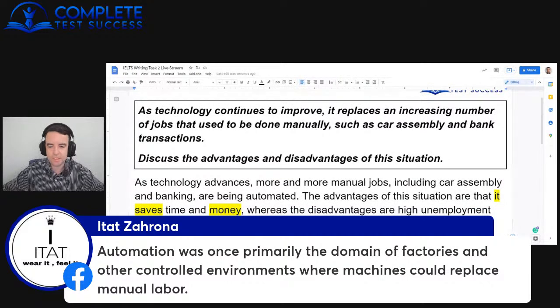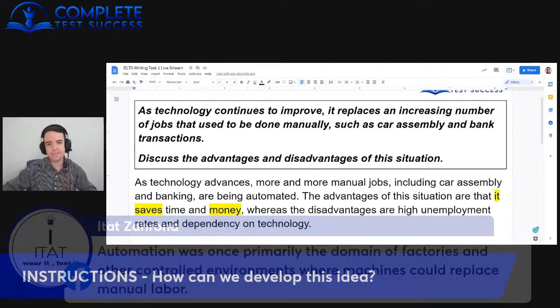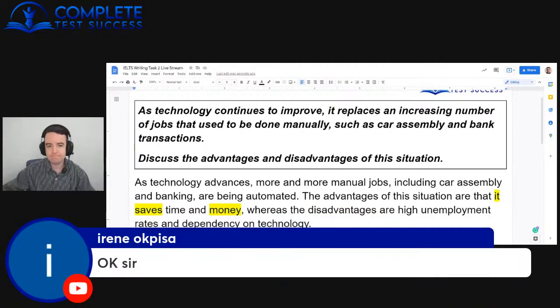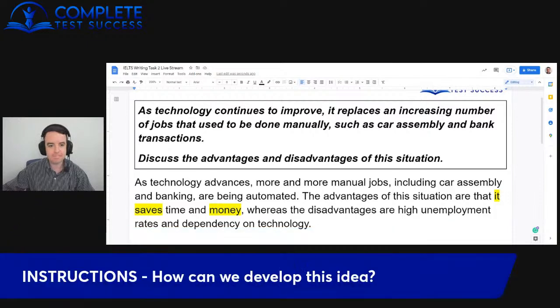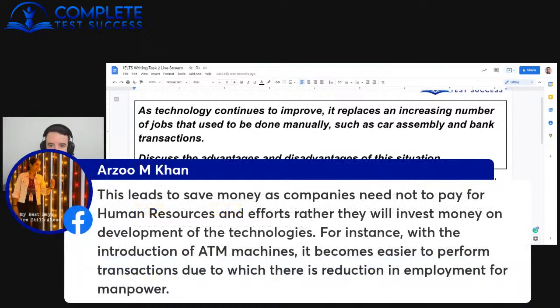Okay, so we're still looking for development of the idea of why it saves time. How does it save time? Okay, Irene. Sorry, why it saves money. Excuse me, why it saves money.